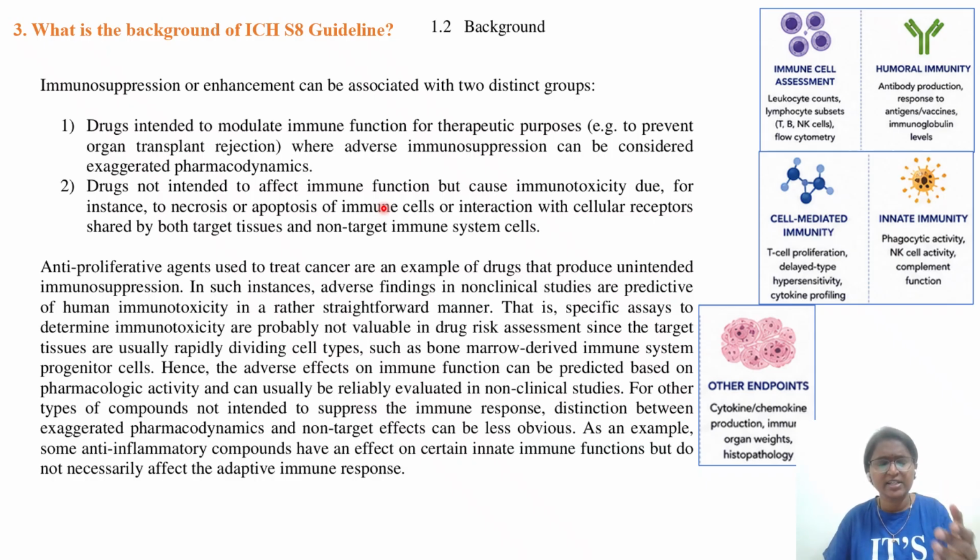For example, you are developing an anti-hypertensive or anti-lipidemic drug. It should not trigger the immune system. The target organ is not the immune system. If it is going and affecting it, then there is a cause.